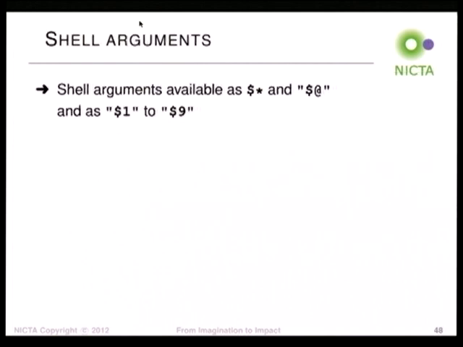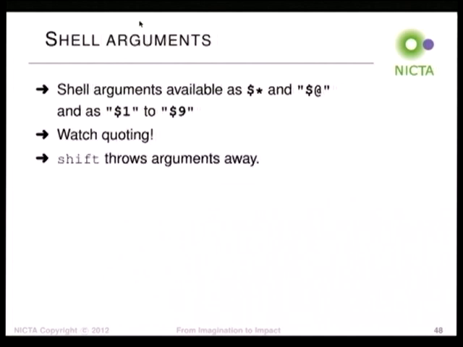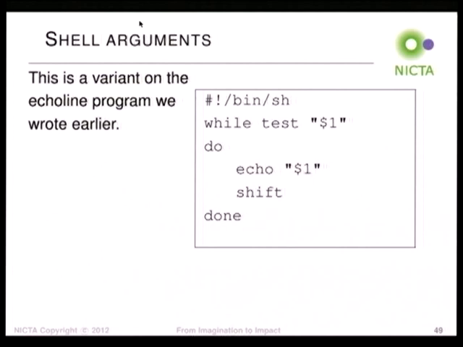An example. So we've talked about the shell arguments a bit. Watch the quoting. Always watch the quoting. The other way of iterating over arguments is to use shift. So this is the same script we used before, but this time we're going to use while and shift. Test $1 will exit non-zero if $1 is the empty string.